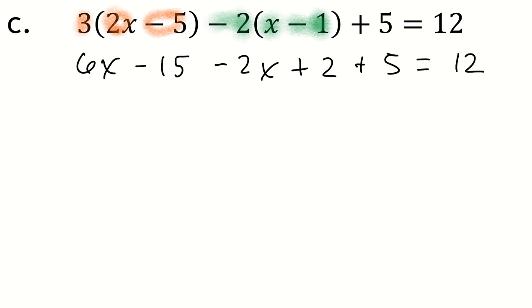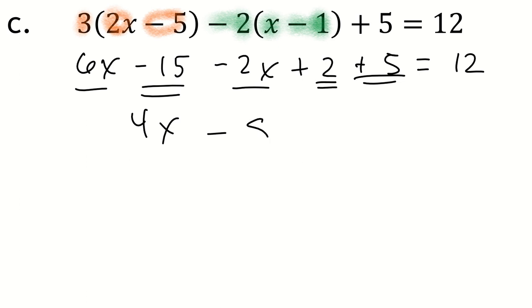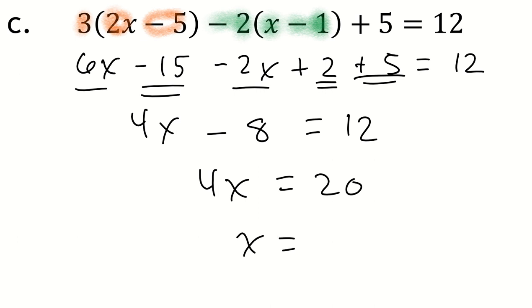A couple like terms here. I can combine 6 times x and negative 2x, and that becomes 4x. And then I have this negative 15 and positive 5, which would be negative 10. And negative 10 plus 2 would be negative 8. So this equation is going to become 4x minus 8 is 12. The addition property of equality will make 4x become the number 20. And if I divide both sides by 4, x will be the number 5.